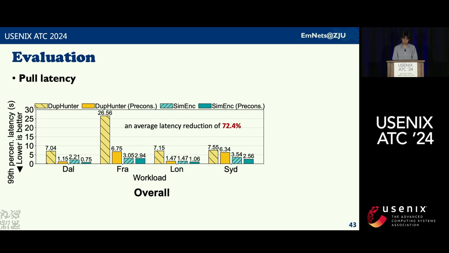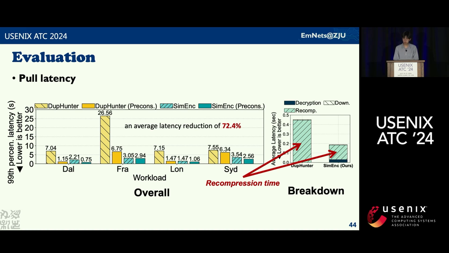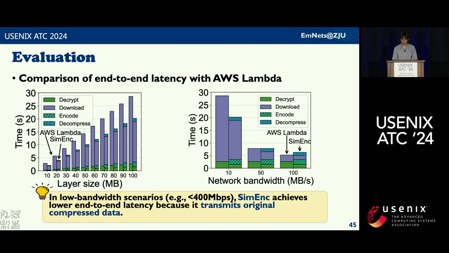In terms of overall pull latency, we observe that compared to DupHunter, SimEnc achieves an average latency reduction of 72.4% across 4 workloads. This improvement is due to our deduplication in the partially decoded space, while DupHunter performs deduplication in the completely decompressed space, requiring both Huffman and LZ77 recompression processes for restoration.